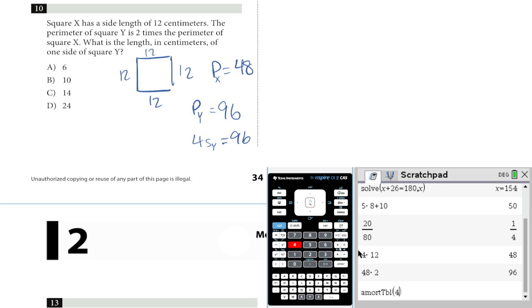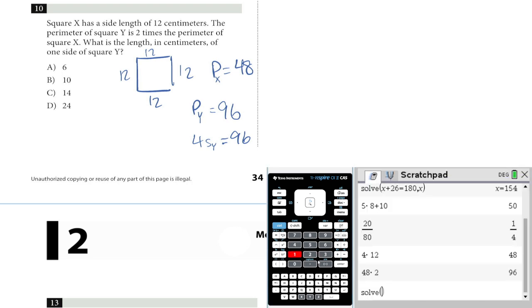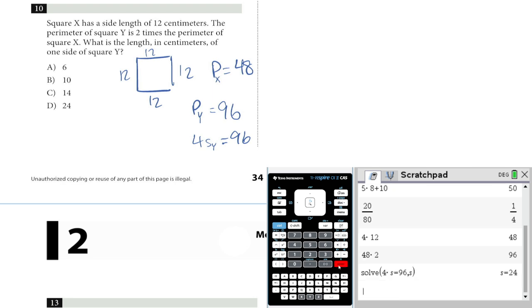So I could go menu 3, 1. And 4. I'm just going to go ahead and do 4. Ooh, I don't know what did I select here. So menu, let's try that again. Menu 3, 1. So I'm going to do 4, and I'm even going to use the letter S. 4S equals 96, comma, S. Enter. So we get S equals, SY equals 24.